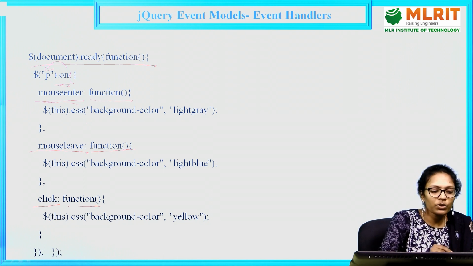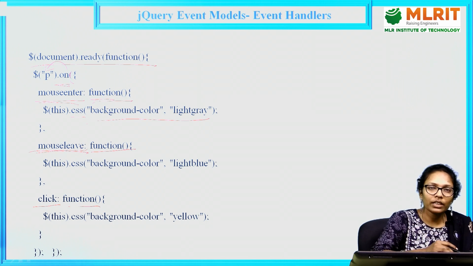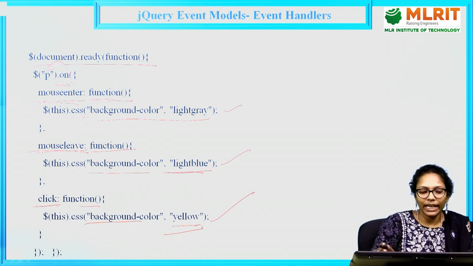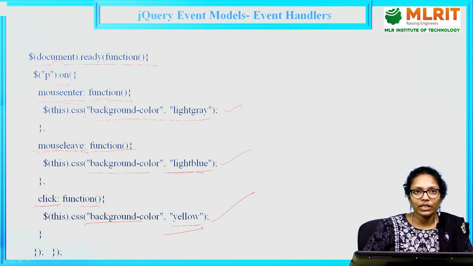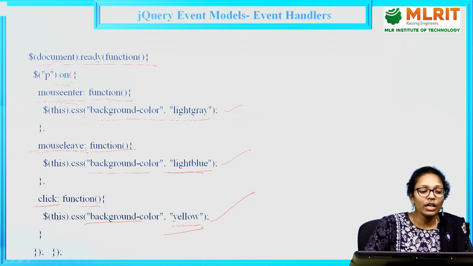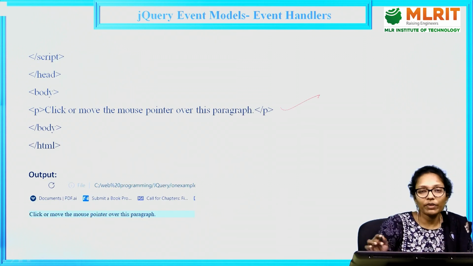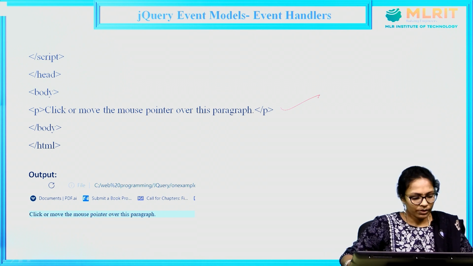So whenever the mouse enters this paragraph, what happens? You're changing the background color to light gray. Whenever you're leaving the paragraph space, then the background color will be changed to light blue. And whenever you click on that paragraph, the background color will be changed to yellow. So you are applying 3 events at a time on a single paragraph element using the on method. In the body section, you have only one single paragraph. We'll try to execute this.